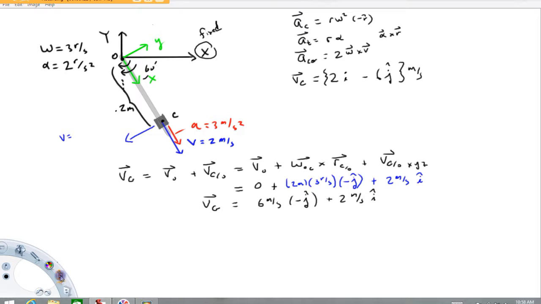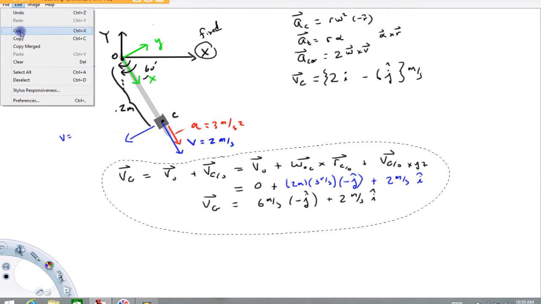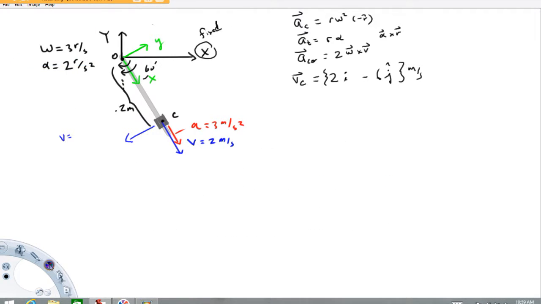All right, so now we'll start working on the acceleration vector. I'm going to get rid of this. We're not going to need this anymore. All right, so this one's going to be a little longer, so I'm going to start over on the left here. All right, so the acceleration of c we can write as the acceleration of O plus the acceleration of c with respect to O. Now, the acceleration of O, again, this point is not going anywhere.